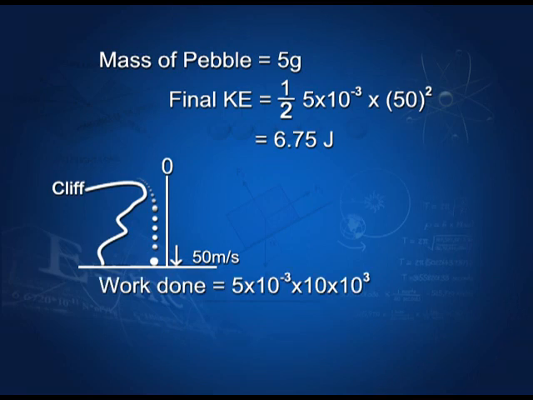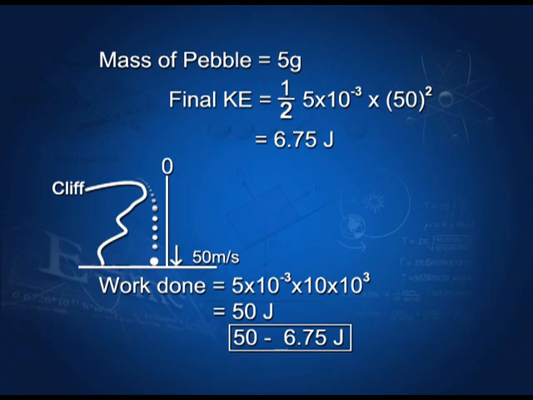On the other hand, from the cliff we can find out what the work done is. So, work done is going to be equal to mass of the stone multiplied by g. Let us take that as 10. So, 10 raised to the power of minus 3 to convert it into kilograms, multiplied by 10 meters per second squared for the g value, into 1 kilometer, which is 10 raised to the power of 3 meters. So, the work done works out to 50 joules.